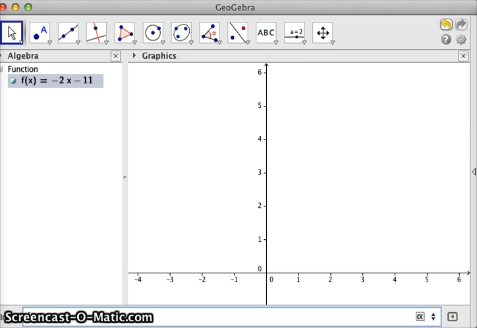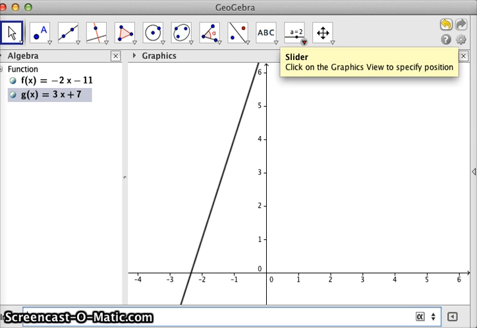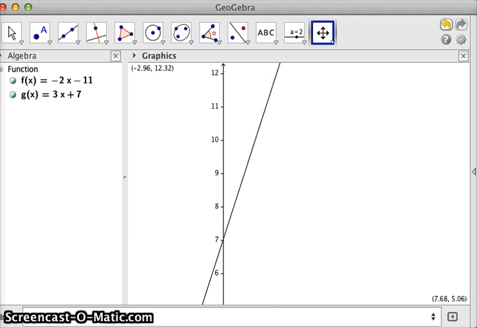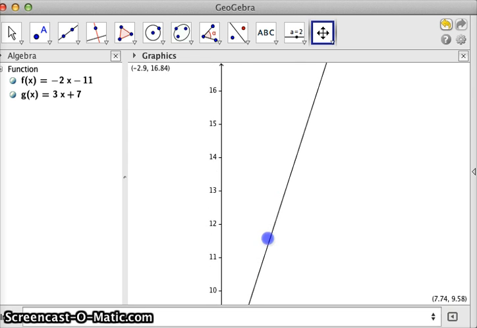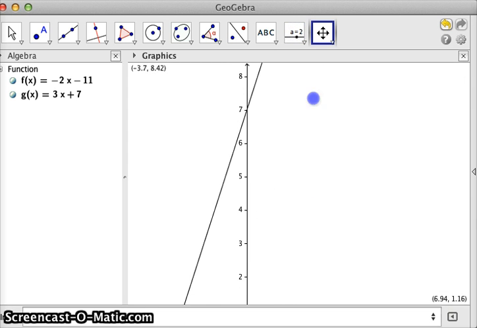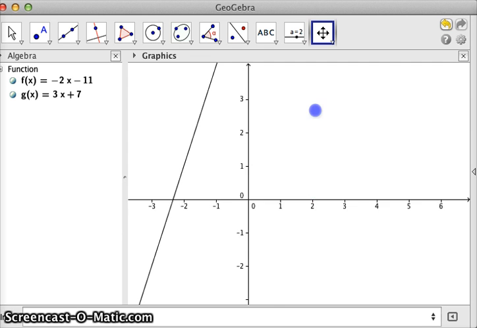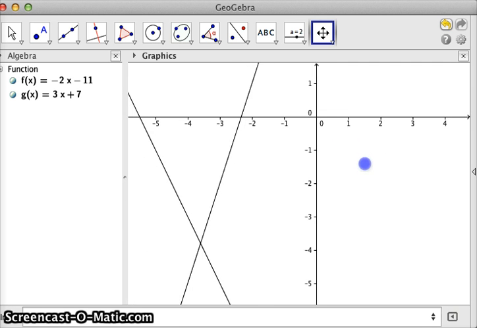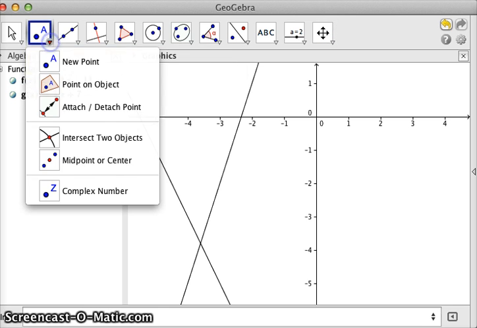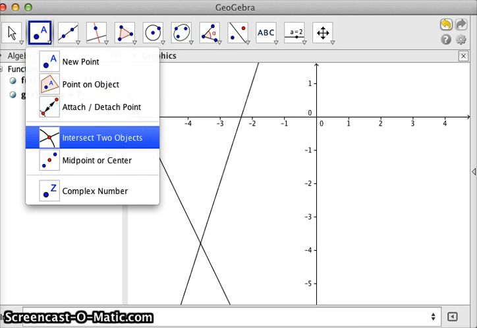And the other one, we'll call it g of x. I don't waste time putting in f2. So g of x is 3x plus 7. Hopefully I entered them correctly. And that one appeared. We're just going to see where they meet. Let me zoom out here. Oh, I went the wrong way. There they go. So there they meet.